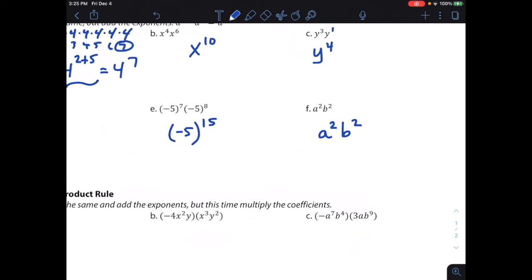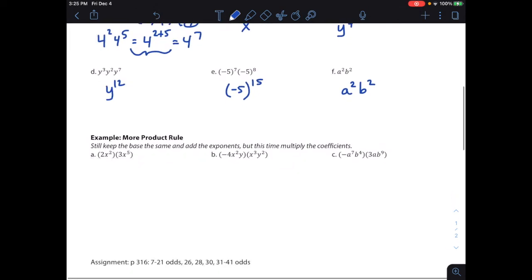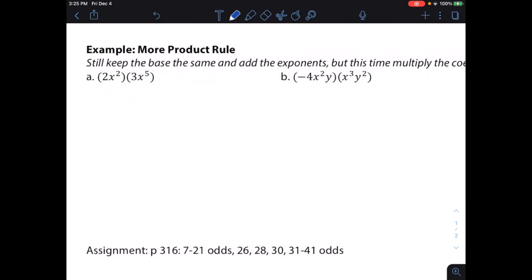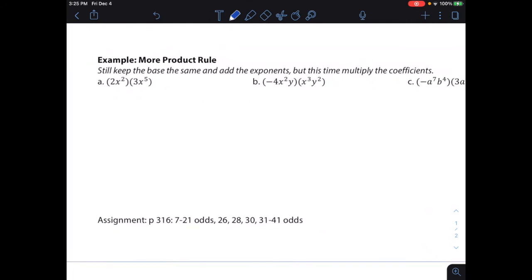All right, let's expand on the product rule a little bit. One thing that we need to think about is something that I mentioned earlier, and that's coefficients. A coefficient is any number that is to the left of a variable. In the case of the first example, we have 2x squared. Well, the big 2 that's on the left of the variable x is a coefficient.